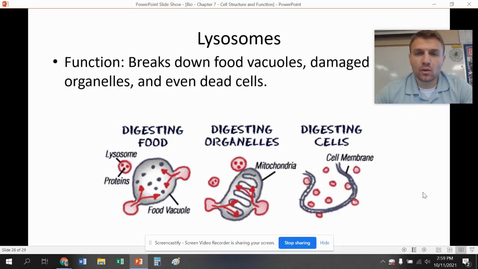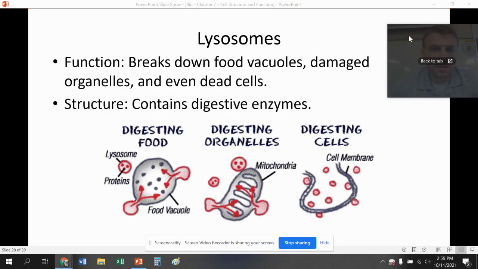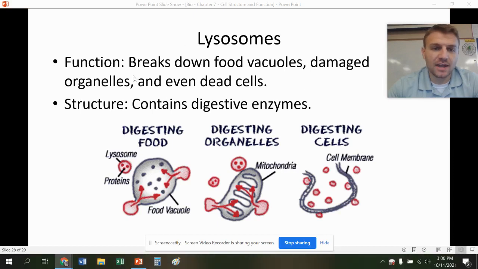The last couple organelles we're going to talk about are lysosomes. They break down food vacuoles, damaged organelles, and even dead cells. What this organelle does, it's kind of like the custodial worker or the janitor of the cell. It cleans up and just breaks things down. It's a structure that contains digestive enzymes, and these just break things down in the cell.